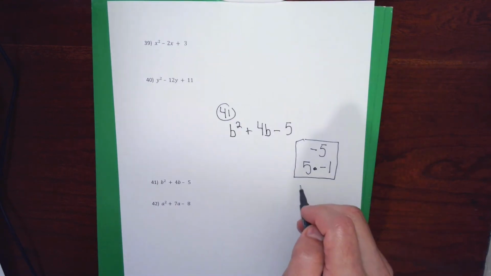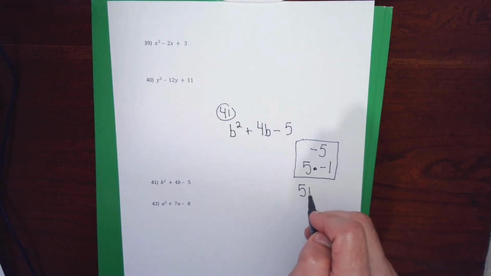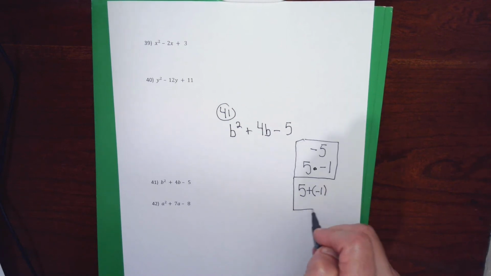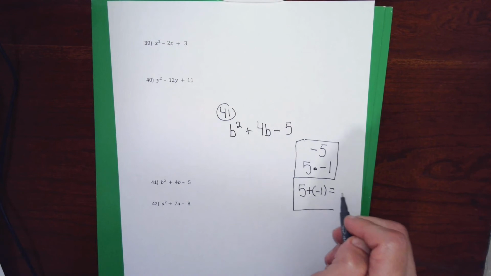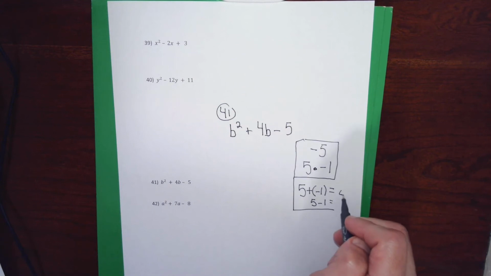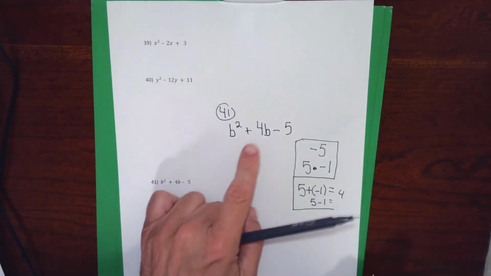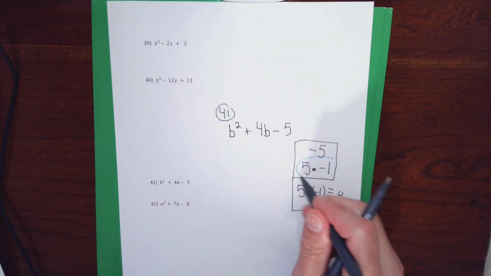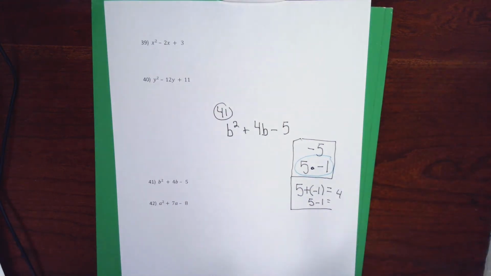Now I'm going to add these. So I'll do 5 plus negative 1. Because 5 and negative 1 have opposite signs, 5 plus negative 1 is really the same as 5 minus 1, which is 4. That's a good thing because that's what I'm searching for. So the pair, the only choice that I have, actually works.